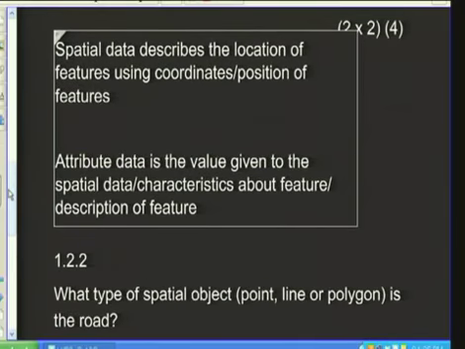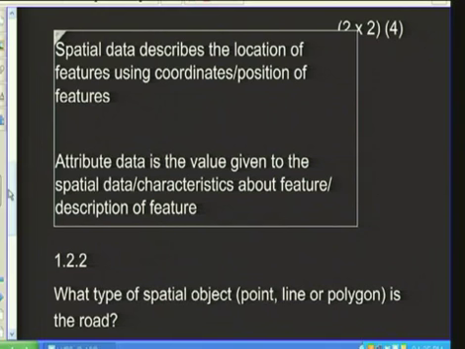Attribute data is the information that tells us more about that particular feature. So it tells us more about the highway, more about the river. If we're looking at a river, it could be things like the discharge of the river. Is it a perennial river? Is it a periodic river? Those sorts of things. So attribute data is information about the feature. Spatial data tells us where to find that feature. So in the words of our memo, spatial data describes the location of features using coordinates, latitude and longitude, or position of features.